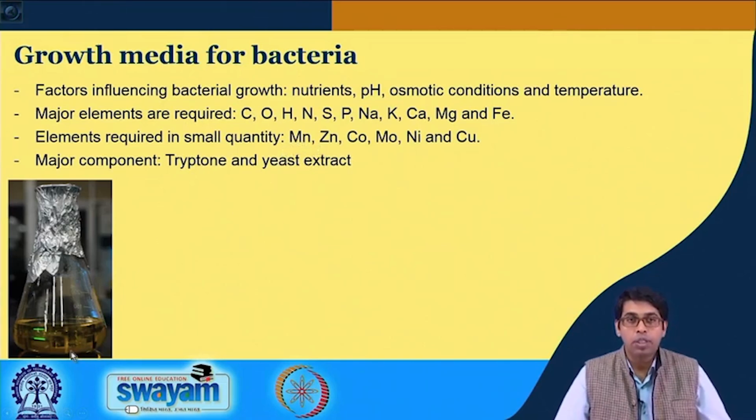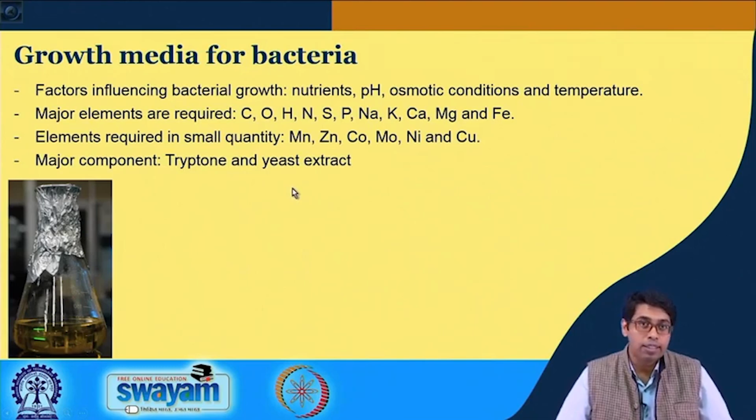Finally, the major components of a media like the lysogeny media are tryptone and yeast extract. Tryptone is nothing but a trypsin digested casein protein. Casein is one of the abundant proteins found in milk, and it is digested by trypsin, a protease, into small peptides. So, tryptone becomes a very good source of amino acid, and yeast extract is extracted from dead yeast cells, and those are fed as a source of nutrient.